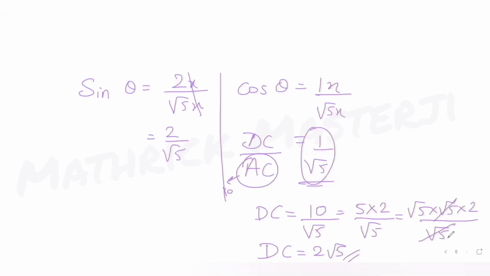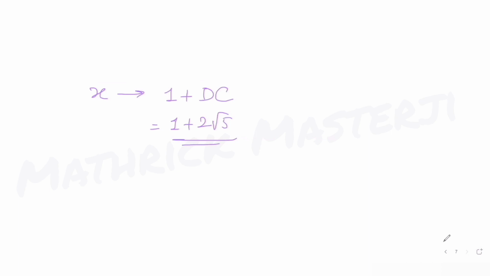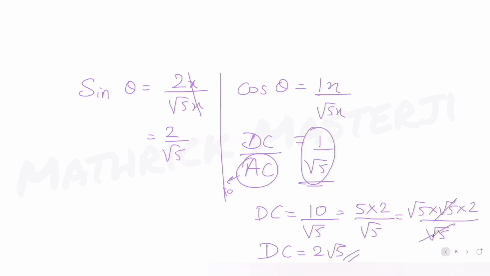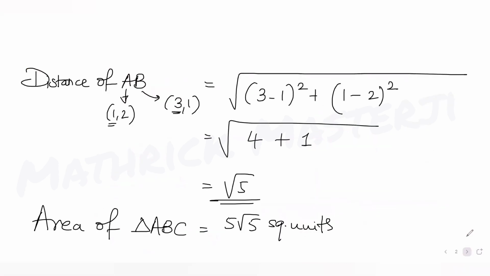So if I want to find the x coordinate of the third vertex, that is C, that is the abscissa which is asked to us, it becomes 1 plus DC, and DC we already know it is 2 root 5. So I get the answer for the question which was asked to us: the abscissa or the x coordinate of the third vertex as 1 plus 2 root 5. So that matches with which option? Let's see that. So it matches with option A. So A becomes the correct answer for the question given to us.